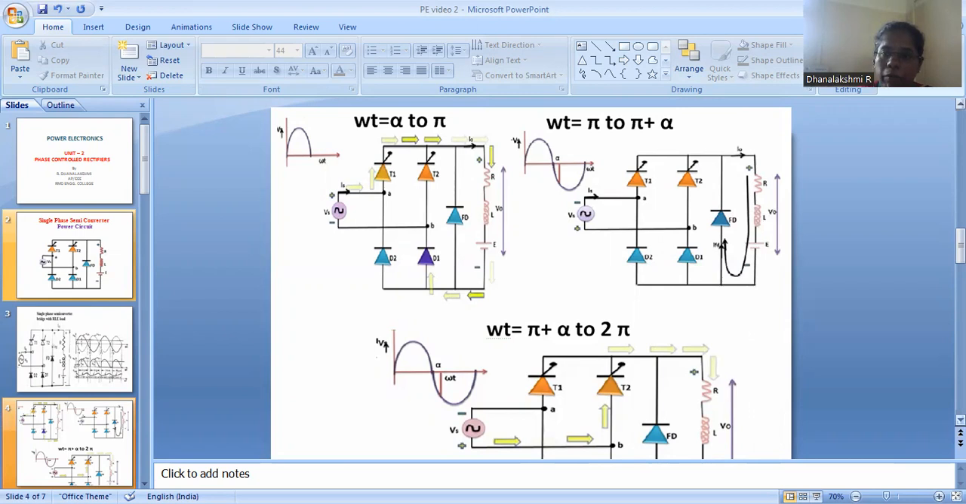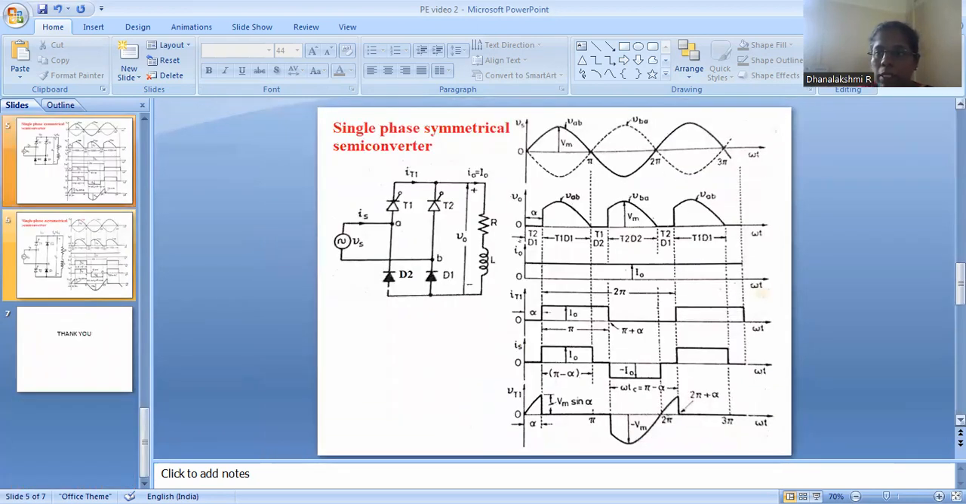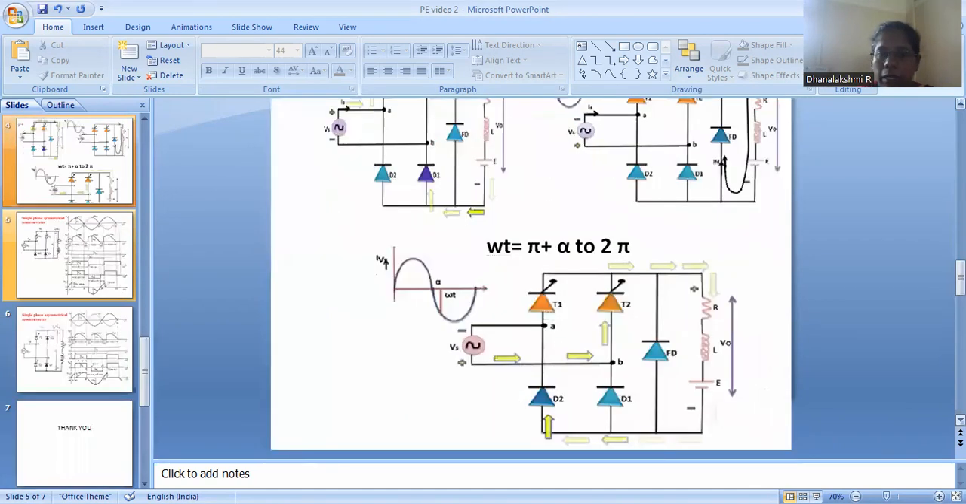And from pi plus alpha to 2 pi, the negative half cycle will be delivered, and during the negative half cycle, the thyristor T2 and D2 will be conducting. Here you can see that during the negative half cycle, the polarity has been changed. So here it becomes negative and here it becomes positive.